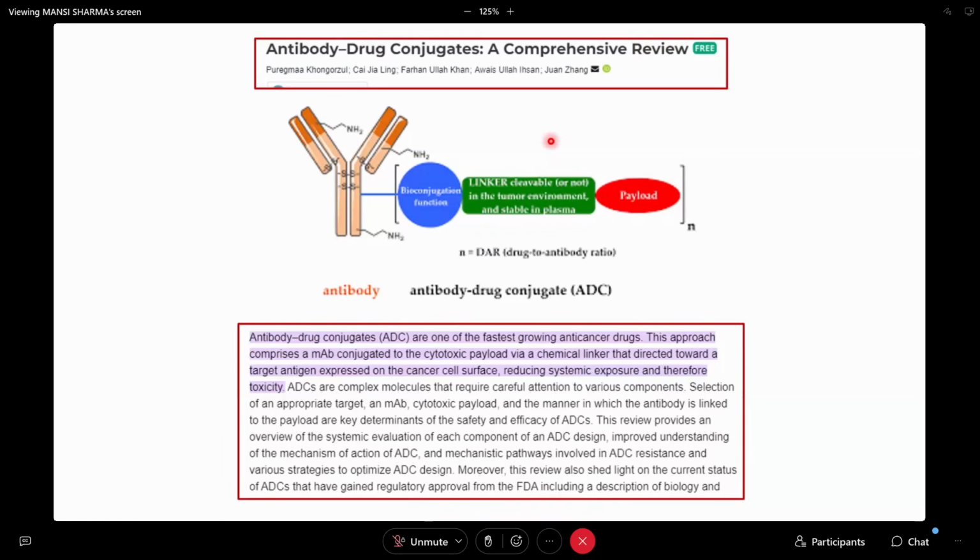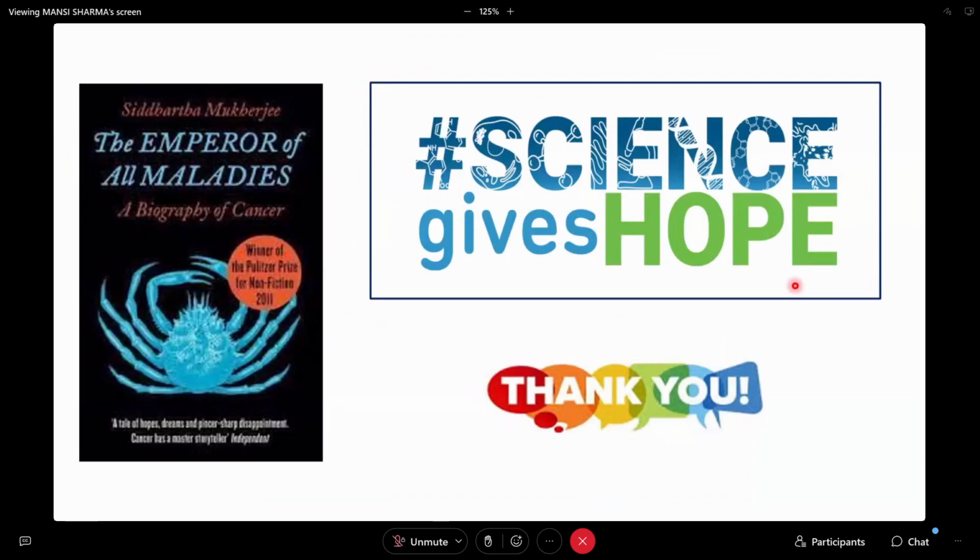These are all drugs which use this principle, and this leads to better systemic exposure with less toxicity to the patients. We're seeing more efficacy now in the new trials that are coming up. So this is something that even if you're not a medical oncologist, you need to be aware of, because these drugs come with their own toxicities and adverse event profiles, and you need to know how to give them as well. So I'll end by saying that yes, science does give hope, and we continue to work for it.